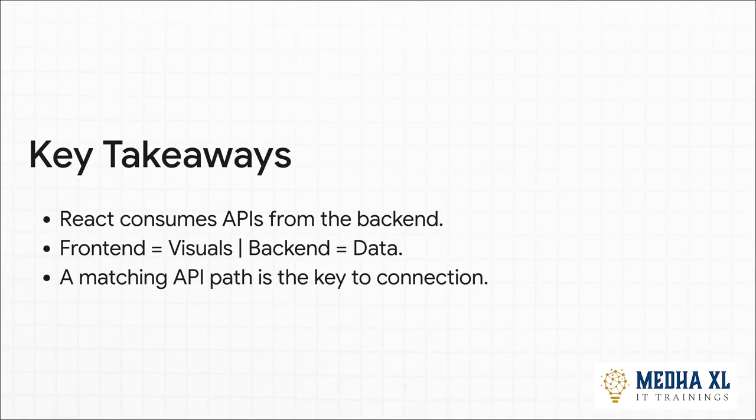So if you take away anything from this, let it be these three things. First, React's job is to ask for or consume APIs from the backend. Second, the frontend handles the visuals and the backend handles the data. Keep them separate. And third, the whole thing hinges on that matching API path, like /API/students. That's the secret handshake that connects them.